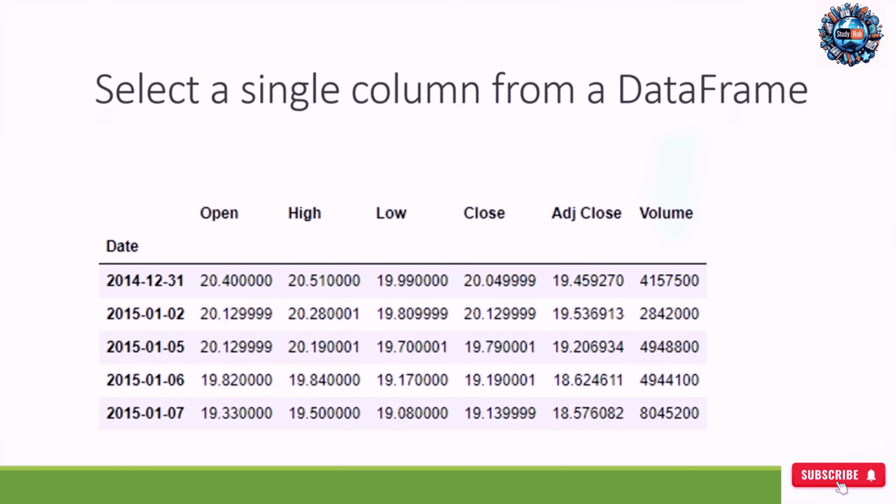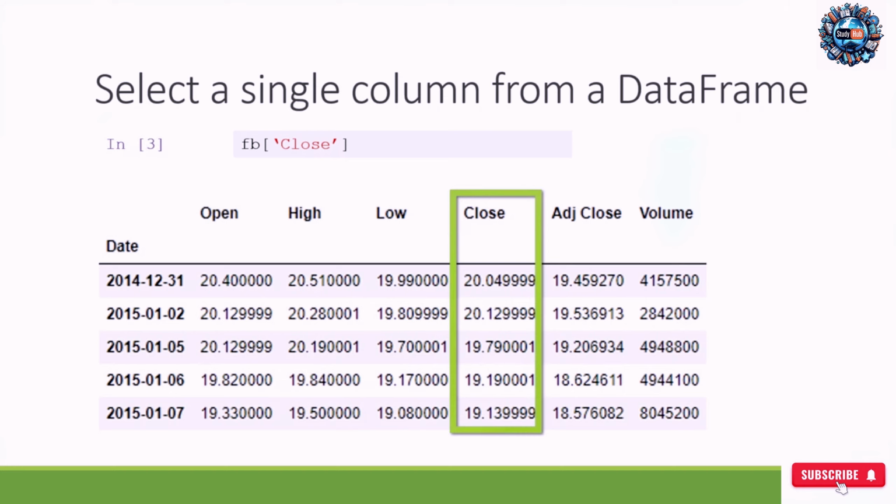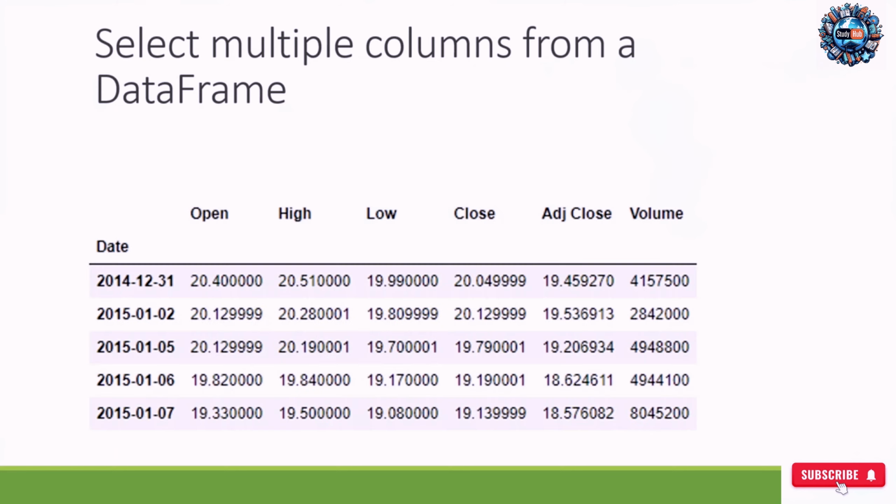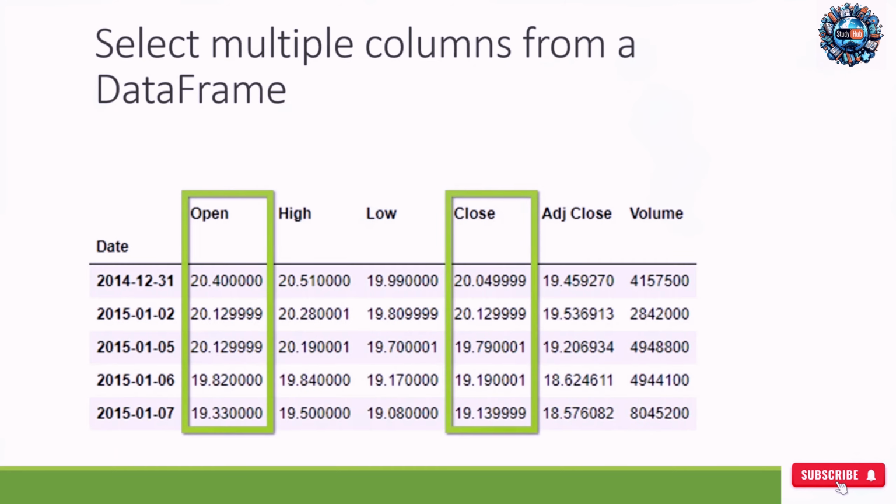For example, we want to select column of close price. To select such a single column from DataFrame, you can use FB close. If you want to select multiple columns, for example, both open and close prices, you can use a list of names by putting all names in a square bracket and use this name list as an entry to obtain multiple columns.